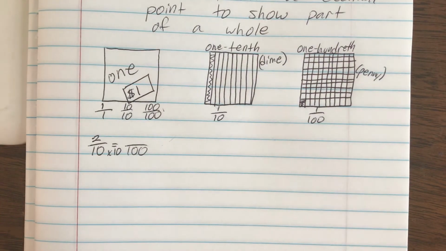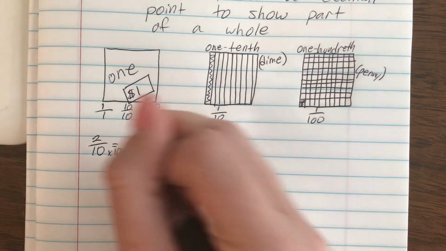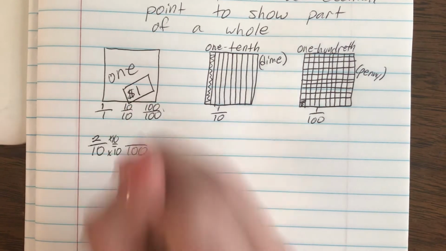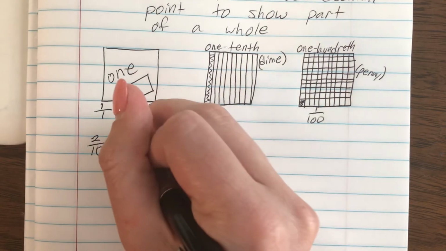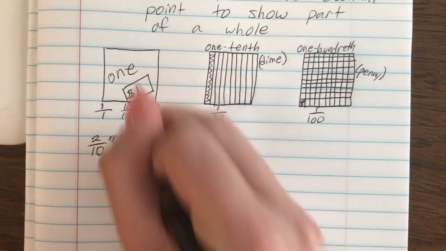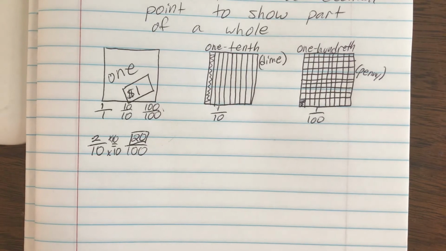So thinking about these fractions being equivalent, you would have to multiply the same thing on the top, so you'd be multiplying by 10/10. Going across now, we have 2 times 10, that's going to give us 20. So 2/10 is the same thing as 20 hundredths.